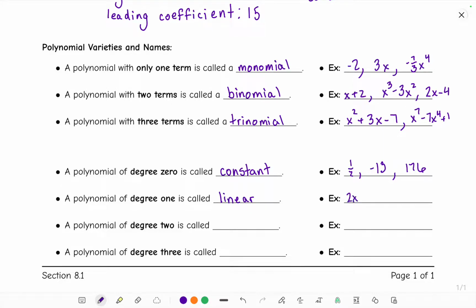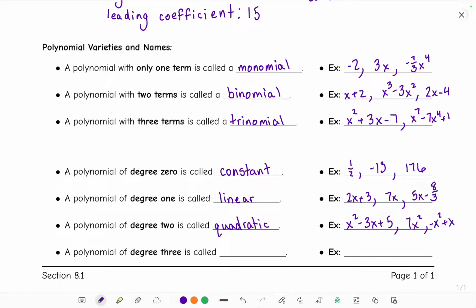So that would be like 2x plus 3, 7x, 5x minus 8/3. Those are all linear. Polynomial of degree 2 is called quadratic. So for example, x squared minus 3x plus 5, 7x squared, negative x squared plus x. Those are all examples of quadratic polynomials.